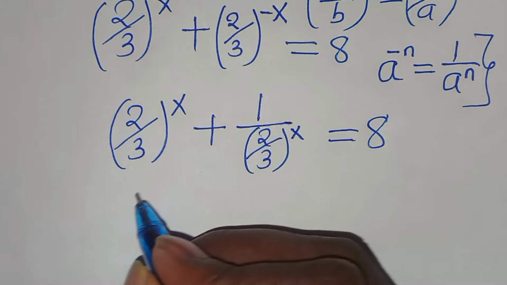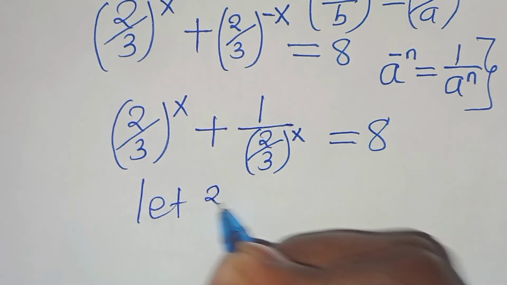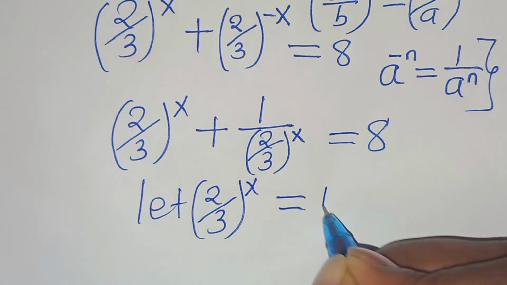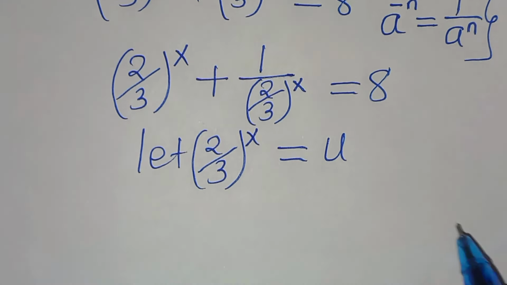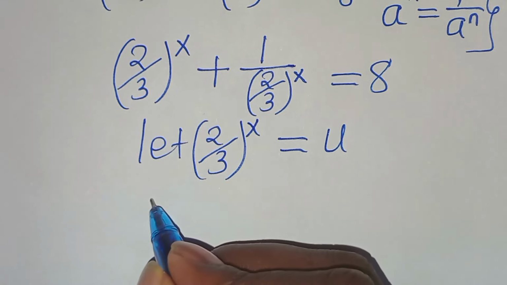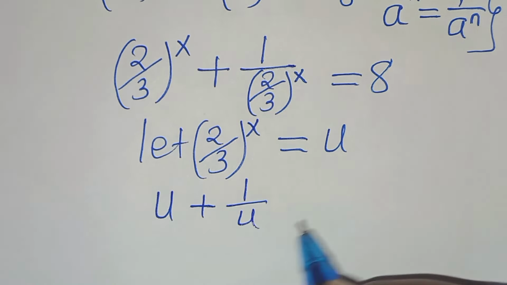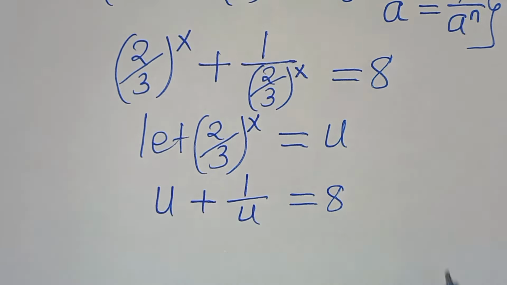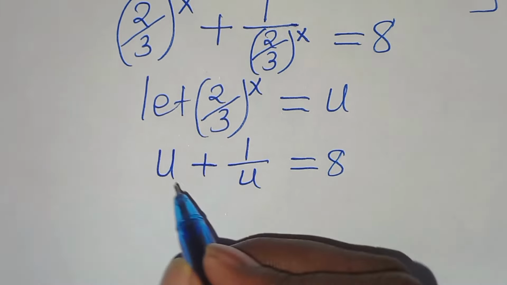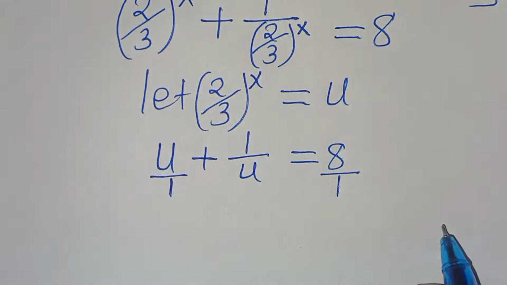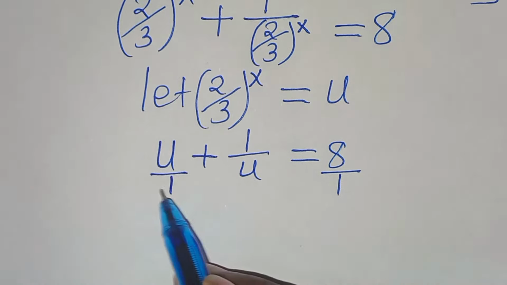The next step from here, we can let (2/3)^x be equal to u. Substituting u, we have u plus 1 over u equal to 8. Since u is a whole number, this is over 1, and 8 is a whole number, so this is over 1. So the LCM here is u.